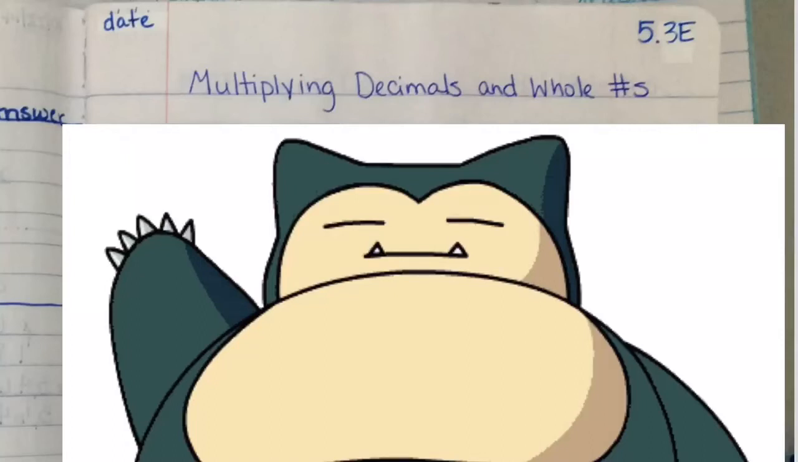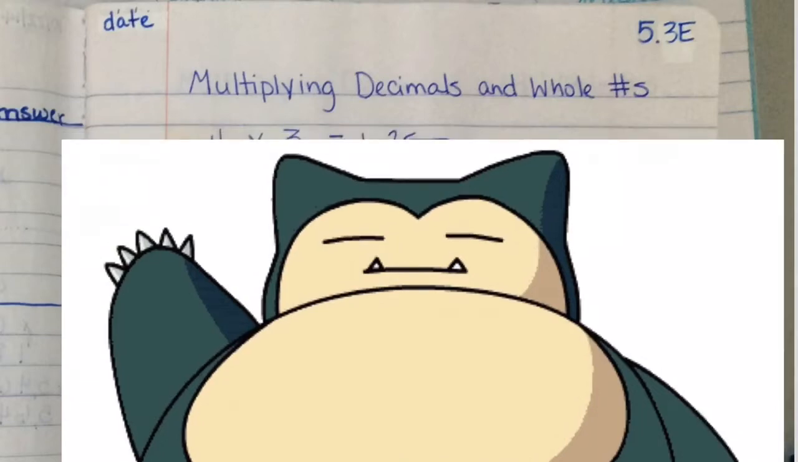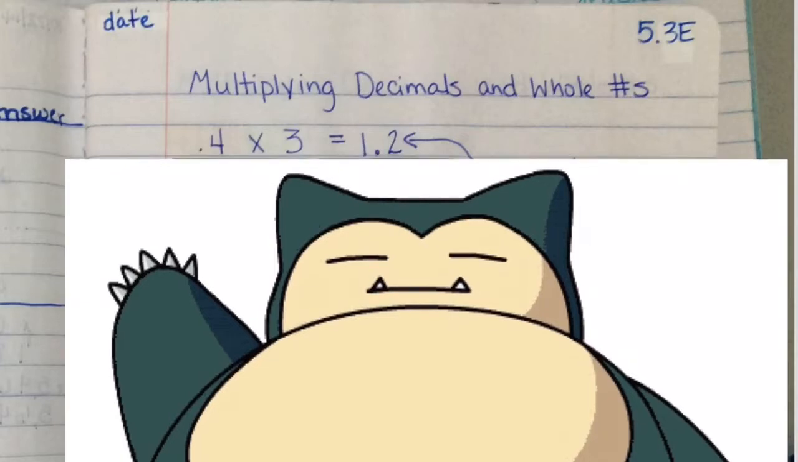Alright, turn to the page that was listed on the instructions. Put your date in the corner. Your TEK is 5.3e, and we're multiplying decimals and whole numbers. So we're going to look at multiplying 4/10 times 3. And we already have our answer right here.